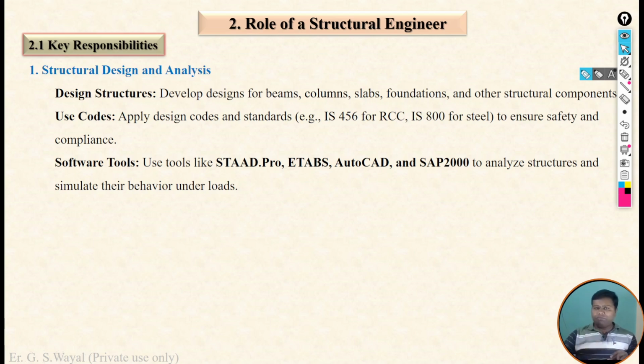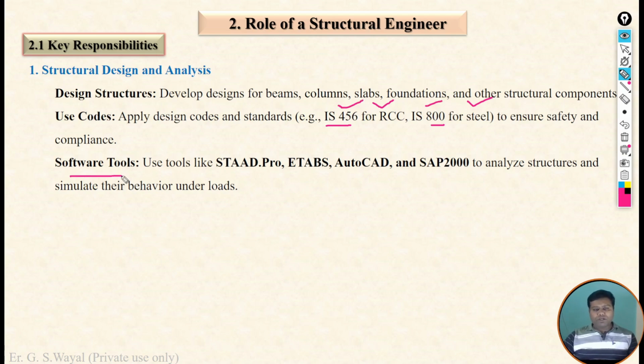Here I have mentioned only two codes, like IS 456 and 800. IS 456 we generally use for RCC, meaning reinforced concrete, and 800 we use for steel structures, okay. Other codes are also there, but those codes we use as per the structure, meaning water tanks have a different code, retaining walls have a different code, every structure has its own code for design purposes, okay. But these are the main codes that we use for RCC and steel, okay.